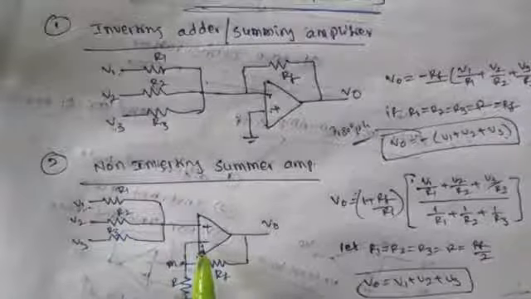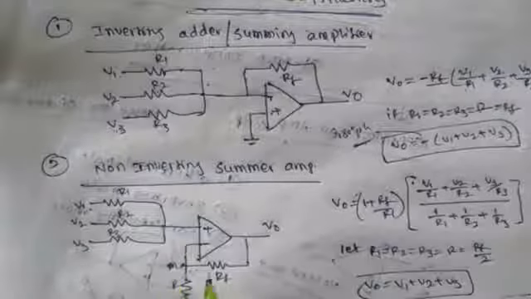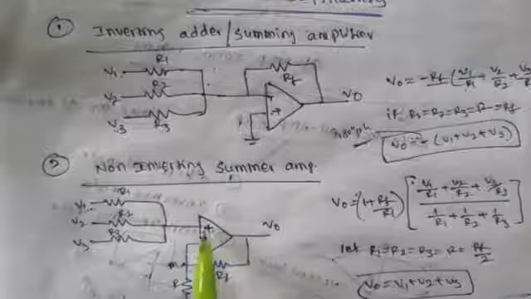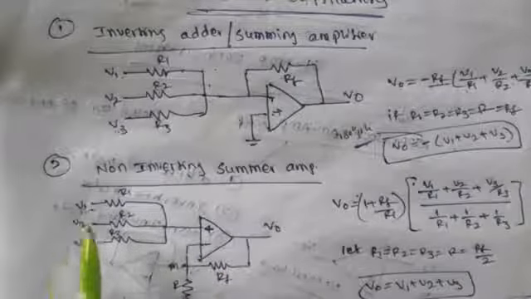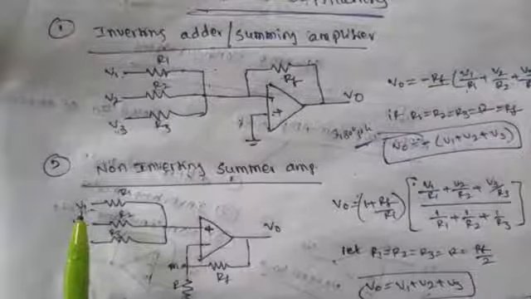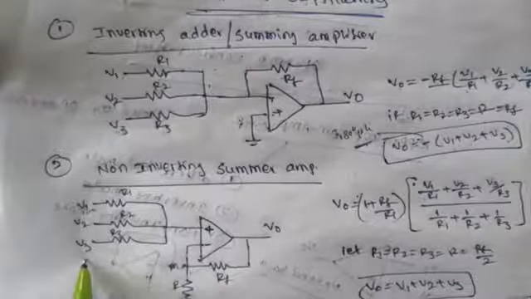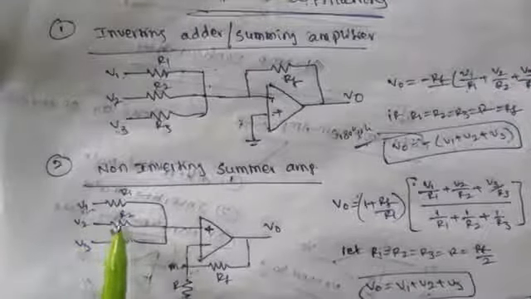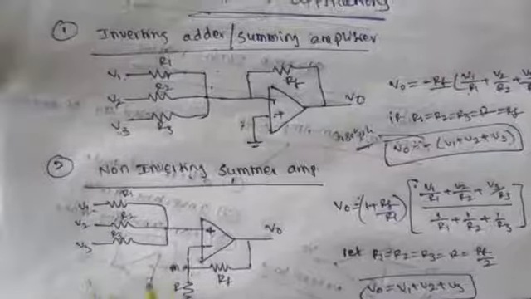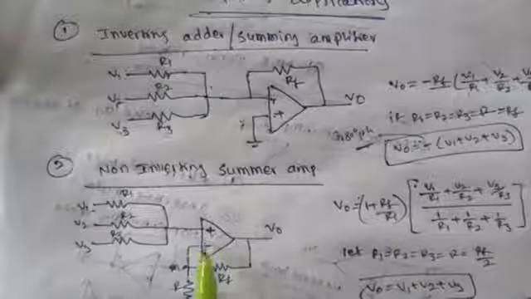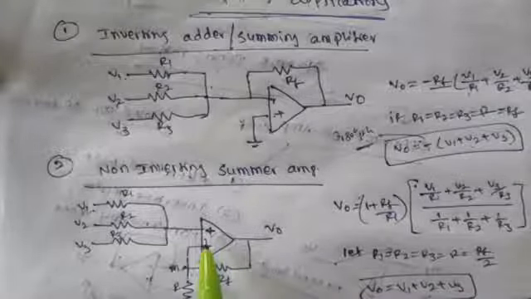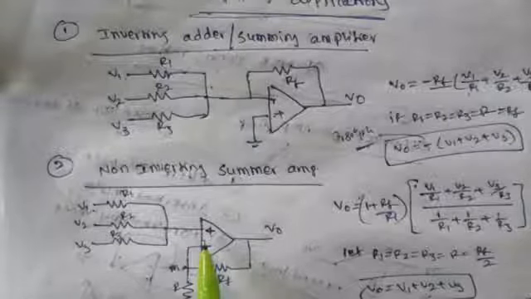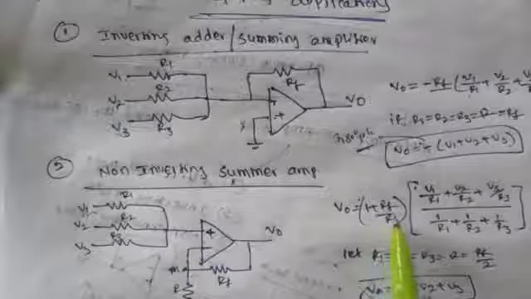You can consider this one with a feedback network. Here in the non-inverting case we apply 2 inputs or 3 inputs; however many inputs you need to connect, you can apply. V1, V2, V3 with corresponding resistances R1, R2, R3. Here it is negative feedback. In the non-inverting amplifier case, the gain will be 1 plus RF by R1.